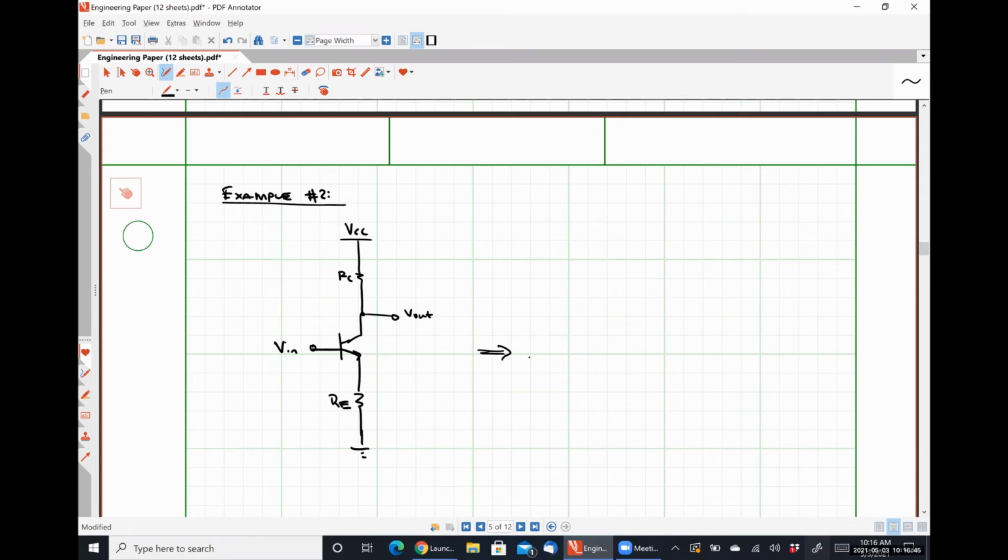So I'm just going to redraw this slightly for our small signal model. Here is RC, here is V out. Here is RE. And I think it is a question of defining what we want our output signal to be that is problematic here. So I am explicitly, what's up?